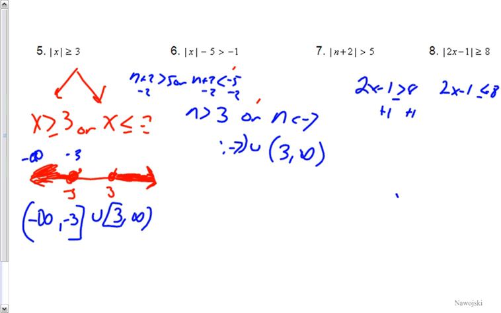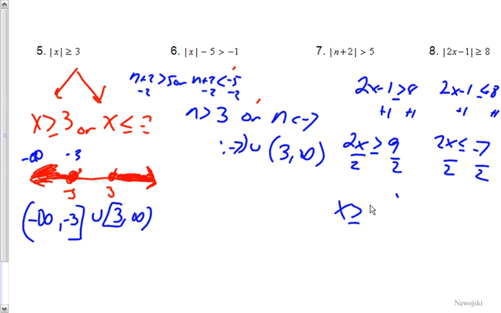Add 1 to all of them. So I have 2x is greater than or equal to 9, and 2x is less than or equal to negative 7. Divide by 2 in it all. Notice how if this was a negative, it would flip the sign, and then we'd be in our other situation, overlap. After that, x is greater than or equal to 4.5, just so you know. And over here, this is negative 3.5.